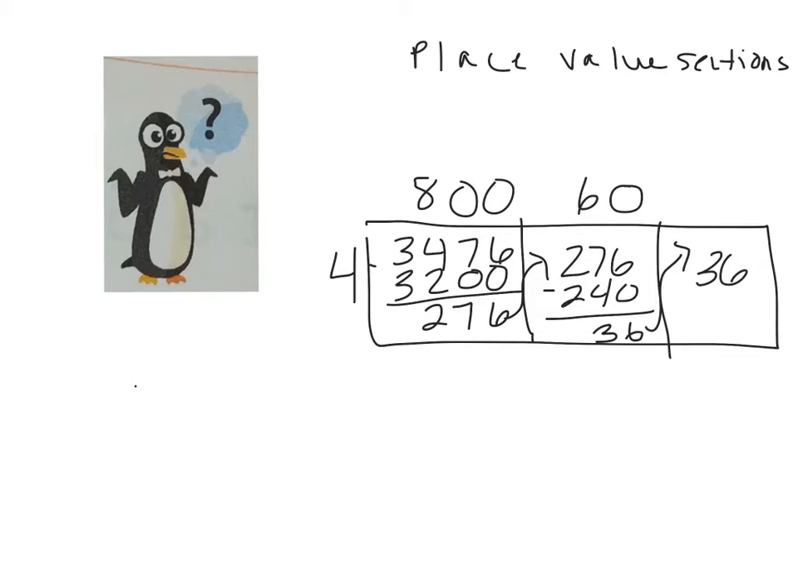4 will go into 36 9 times. 9 times 4 is 36, and I don't have a remainder. Now I need to write my answer in standard form. 869.